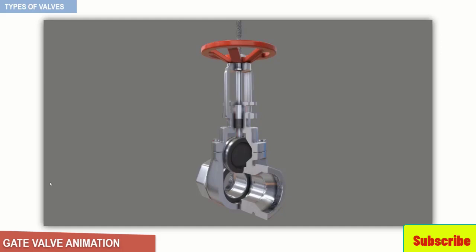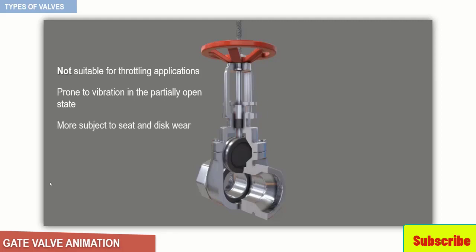Keep in mind, though, that the major disadvantages to the use of a gate valve are that it is not suitable for throttling applications, it is prone to vibration in the partially open state, it is more subject to seat and disc wear than a globe valve, and finally that repairs such as lapping and grinding are generally more difficult to accomplish.